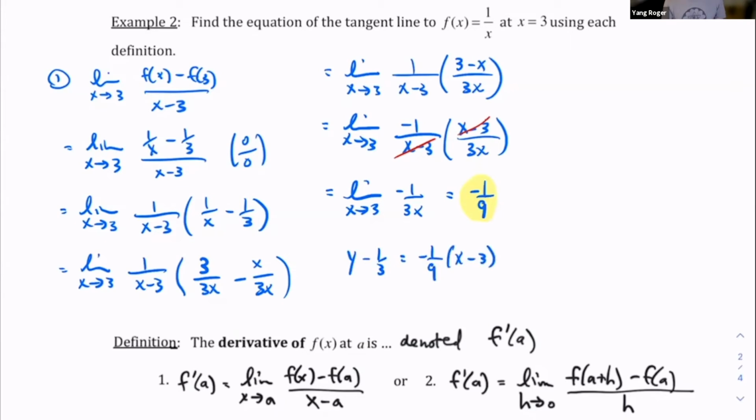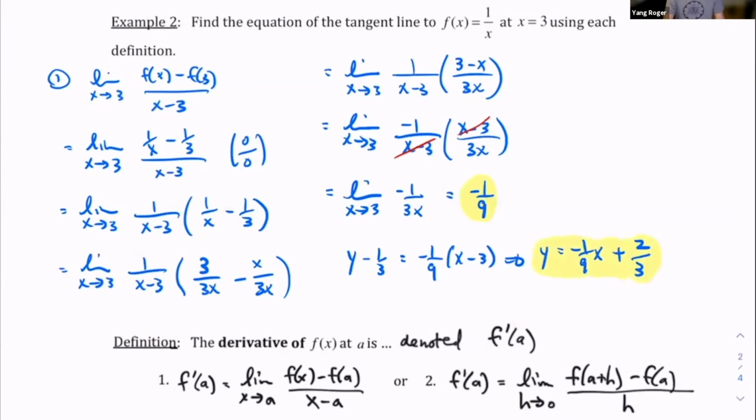Okay. If we want to write this in y equals mx plus b form, this would be y equals negative 1/9 x plus 1/3. That's what I get when I distribute this negative 1/9 over here like this. And then I need to add this to the other side. So when I add this to the other side, 1/3 plus 1/3 is going to give me 2/3. So this implies this, and this is the equation of our tangent line.